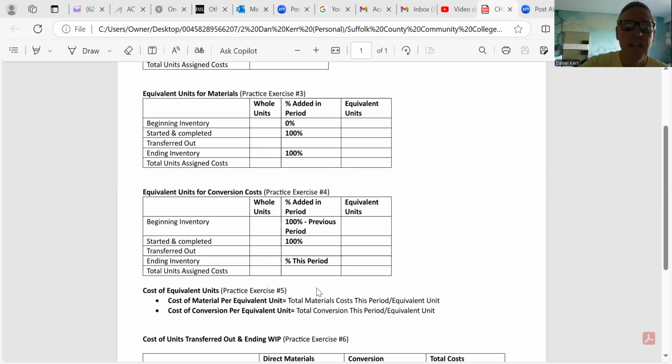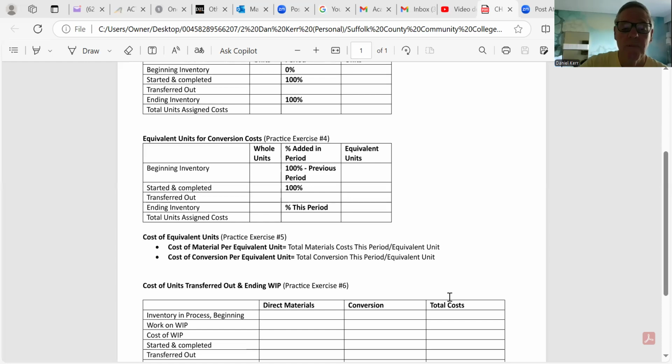Then you have to get the cost per equivalent unit. So the cost per equivalent unit for materials is the total materials cost this period divided by the equivalent units. That should be plural. And the cost of conversion per equivalent unit, take the total conversion cost for the period and divide by the equivalent units. And that'll give you your cost per equivalent unit.